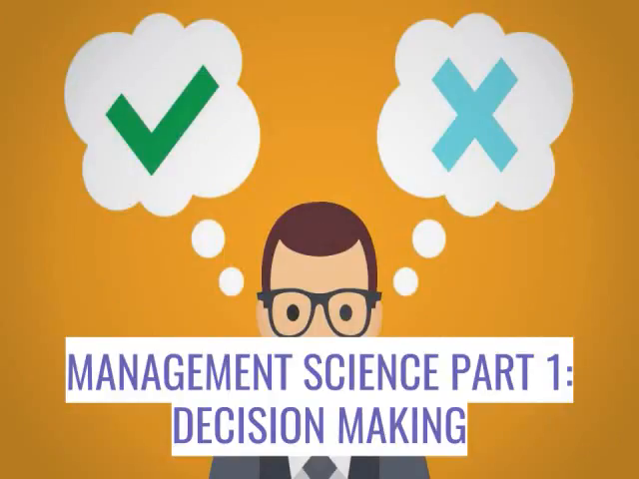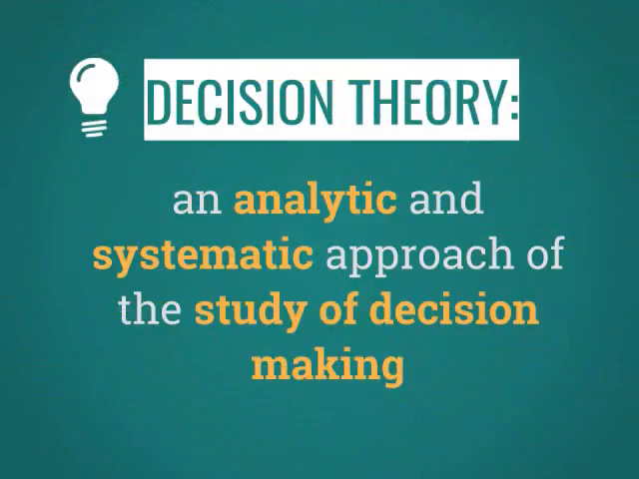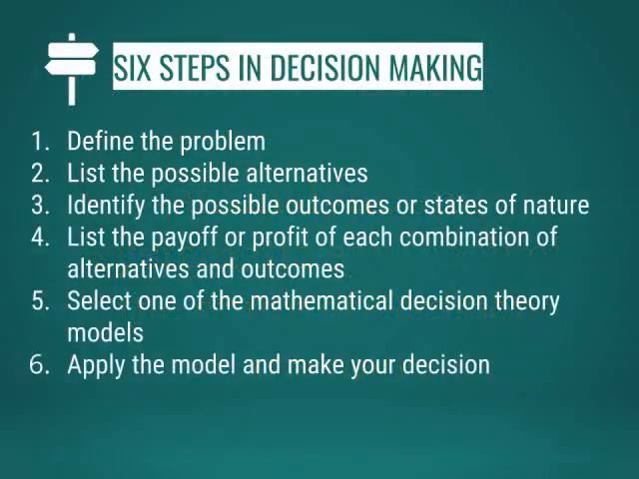Today, we are going to discuss decision making. Decision theory is an analytic and systematic approach of the study of decision making. We have 6 steps for decision making.